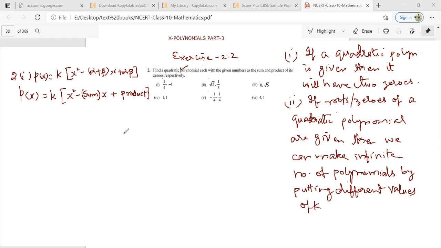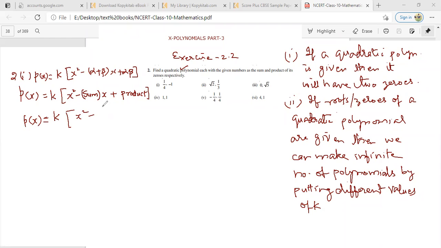k. So generally this k, in some books k is not given. That is actually wrong, because for k we can put 1. So they are taking always 1, so they are getting only one answer. Whatever k is given or not given, we can choose any value of k to make it free from fractions or radicals.